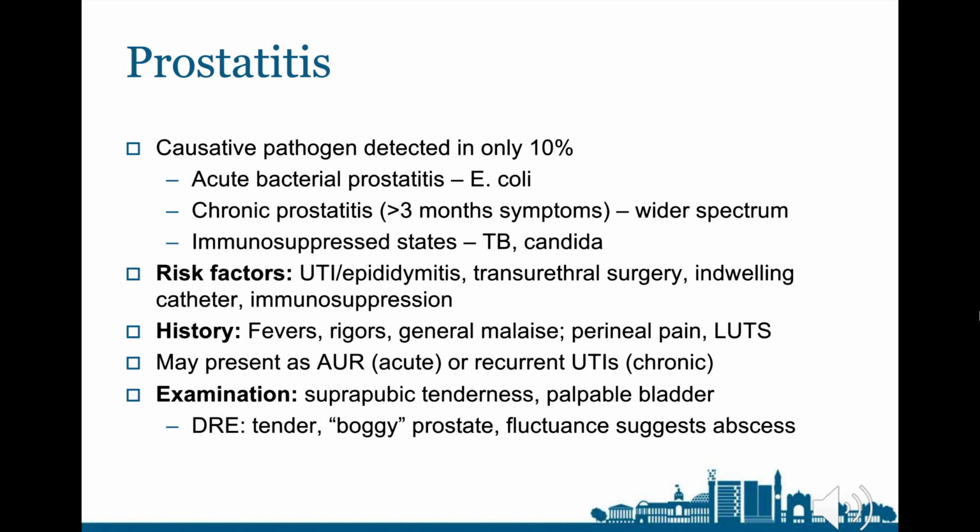Symptoms for greater than 3 months suggests chronic prostatitis, which has a wider spectrum of pathogens. And of course, if the patient is immunosuppressed, then they're more likely to be infected with things like tuberculosis or fungal infections. Risk factors are anything that can introduce infection in that area, so UTI, urethral instrumentation, and reduced host defence that comes with immunosuppression and other disease states.